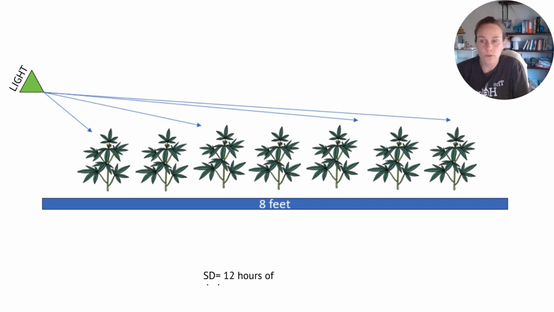This is ultimately what it looked like. Light at one end, obviously different lengths, distance that these photons have to travel, give different intensities to these individual plants. So closest, you would expect to have the highest amount of light intensity and for the plants to stay vegetative.